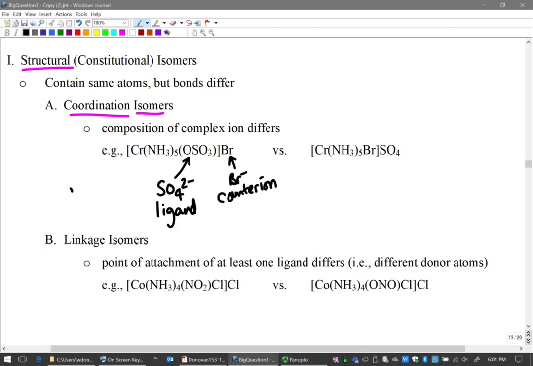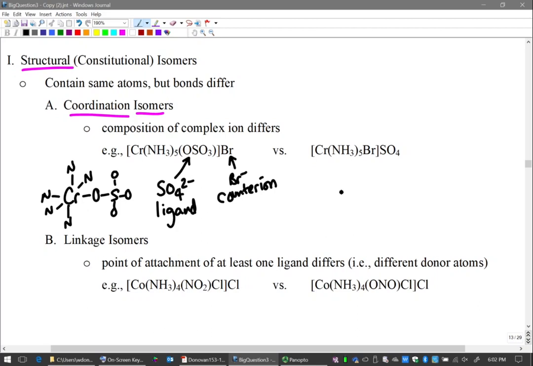So the chromium here is bonded to, it's got bonds to 5 ammonias. I'll just write the nitrogens for those. And then here it's bonded to the oxygen, which is bonded to the sulfur, which is bonded to the other oxygens in the sulfate ion. So the sulfate ion is a ligand. The bromide ion is a counterion. If you dissolve this compound in water, the bromide ions would float away as Br minus ions.